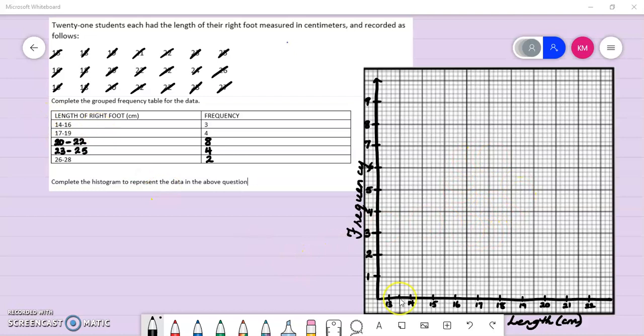So let's go. So I'm going to start at 13.5. I'm going to go up. Remember, my frequency is 3 for that one. I'm going to come across until I meet 16.5, and then I'm going to come down.